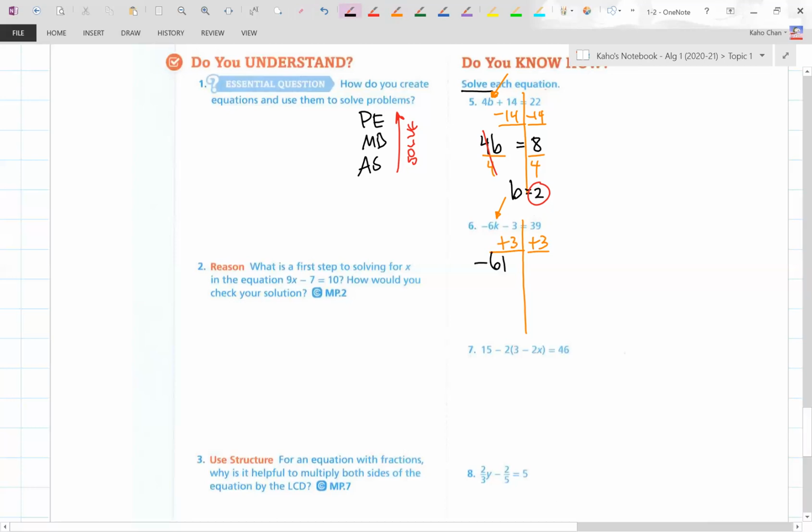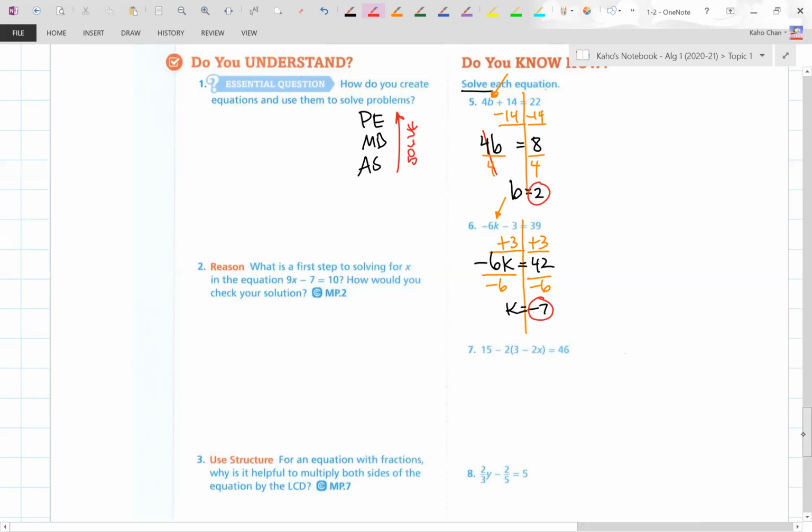We're left with negative 6k on the left-hand side, and 39 plus 3 on the right-hand side is 42. Oh, that's nice. I know 42 and 6 do go into each other. Divide through by the coefficient, negative 6, to both sides. And be careful here. Something to keep in mind is to keep track of negatives and positives. A positive divided by a negative is a negative 7.